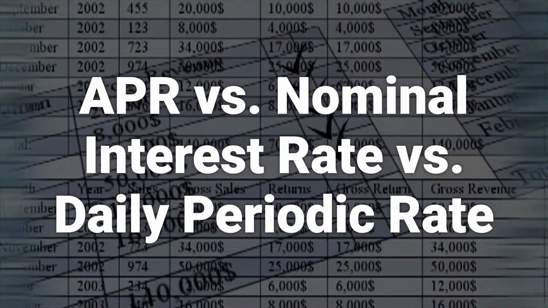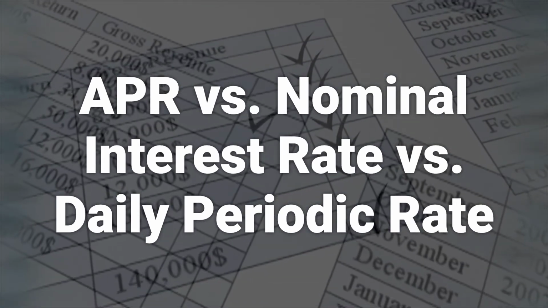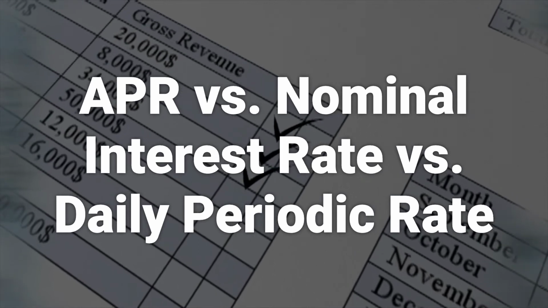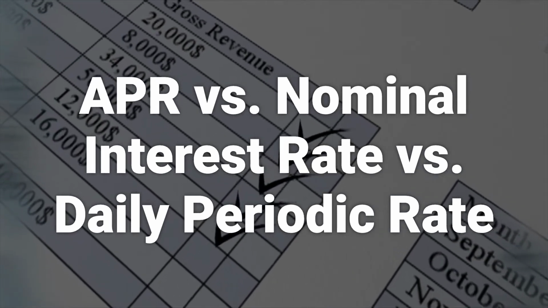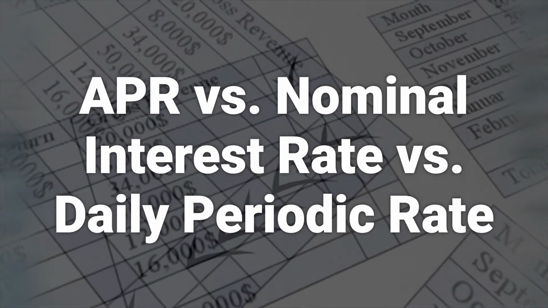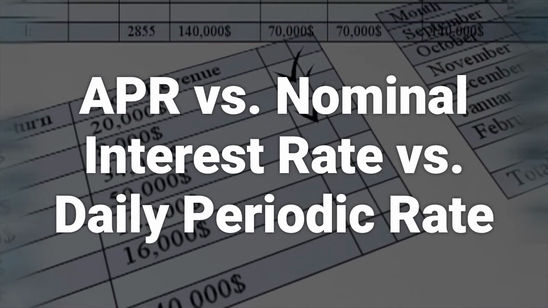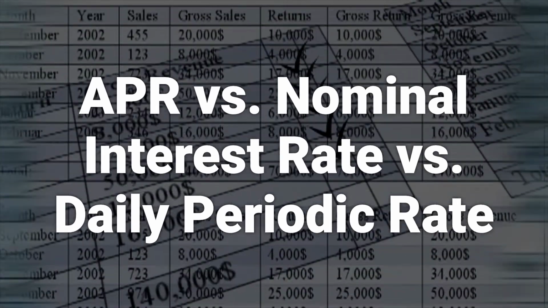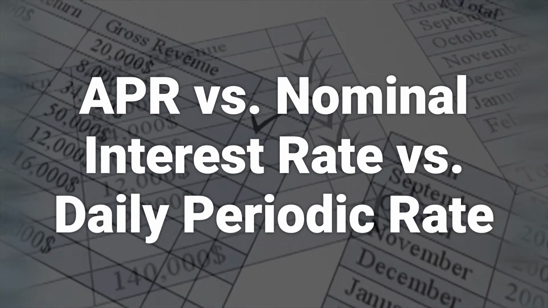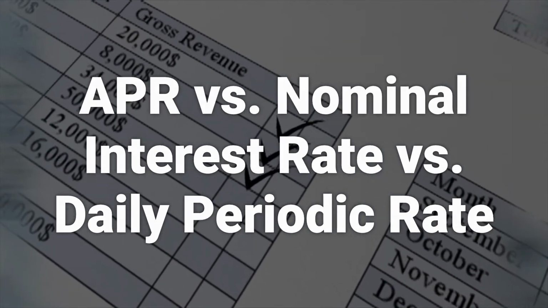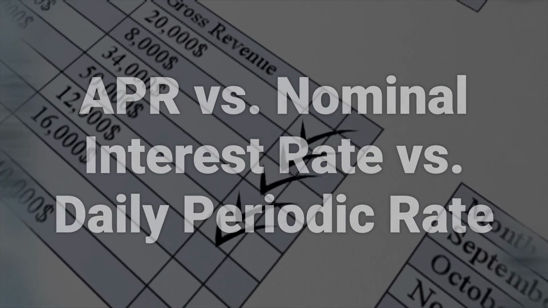An APR tends to be higher than a loan's nominal interest rate, and the daily periodic rate is the interest charged on a loan's balance on a daily basis, the APR divided by 365. Lenders are allowed to represent APR on a monthly basis, though, as long as the full 12-month APR is listed somewhere before the agreement is signed.